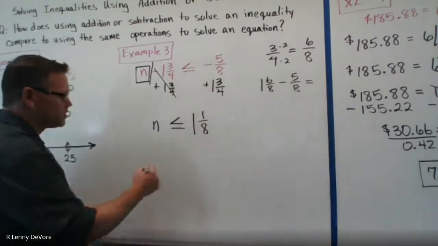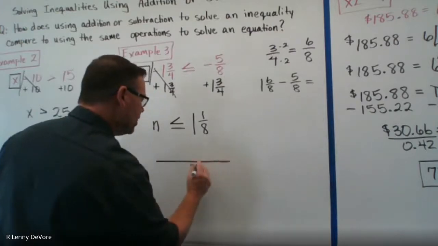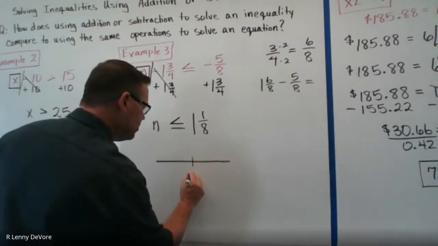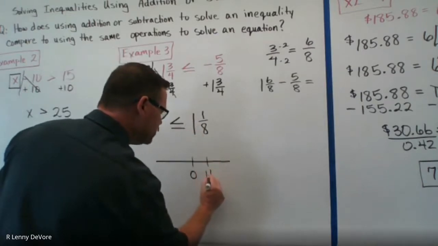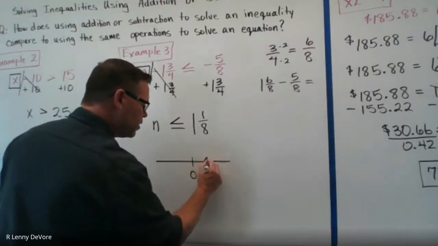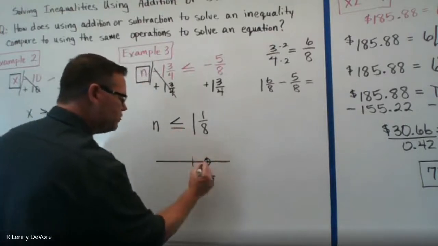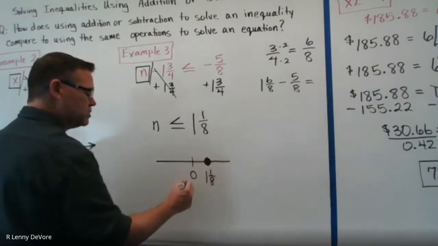So when I do this, I want to make sure, first of all, that I put my line and I put 0. Now 1 1/8 is going to be over here. Like I said, I'm not expecting you guys to break it down to eighths, okay? I also need to put a circle there to mark it. This one, though, is going to be filled in because it can be equal to it.